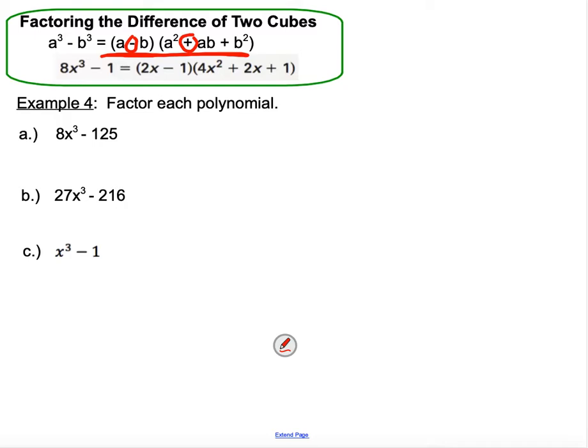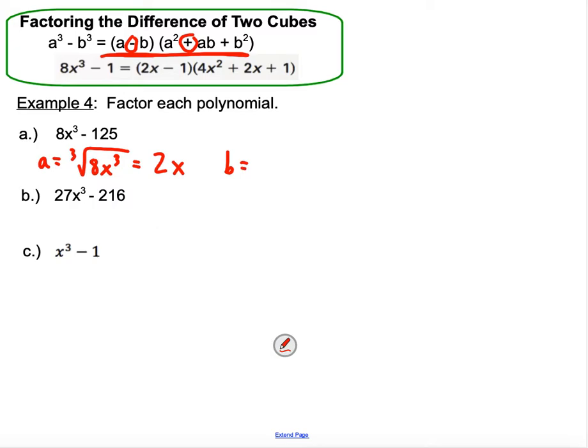So let's try this one, 8x to the third minus 125. Again, we walk exactly the same way. We want to find the cube root of 8x to the third. You can put in your calculator the cube root of 8, or you can think what times what gives you 8, and it'd be a 2. Cube root of x to the third is x. So a there is 2x.